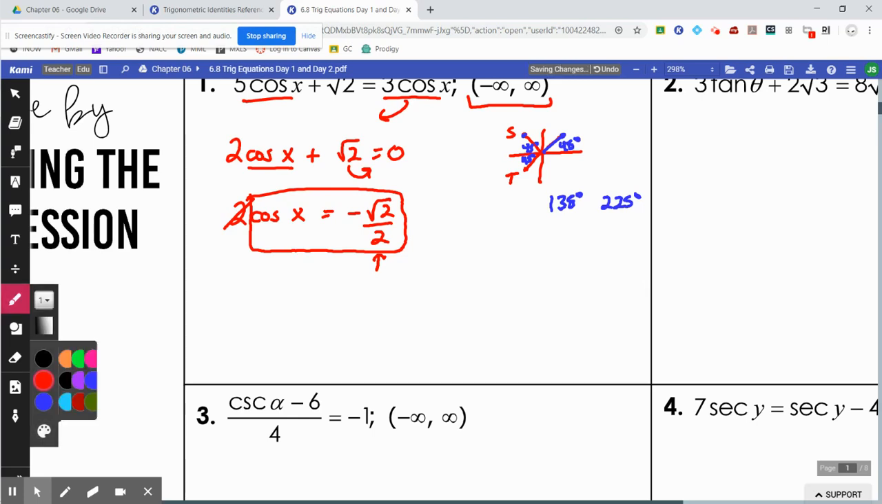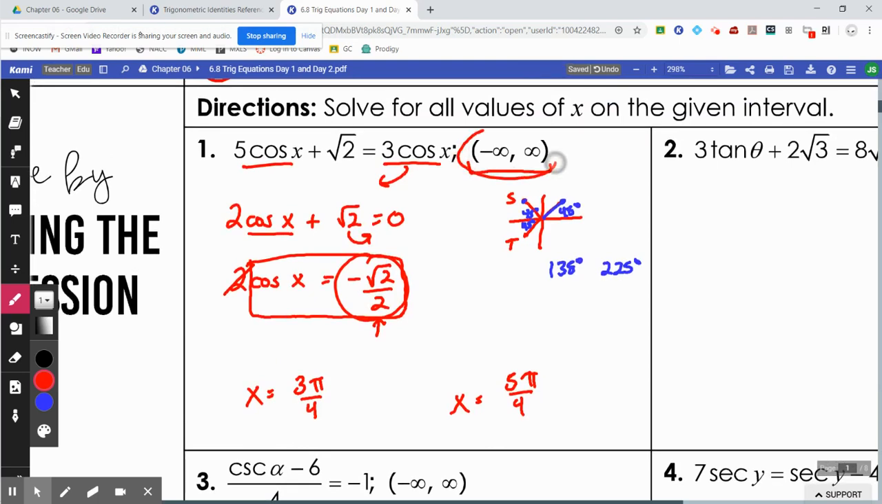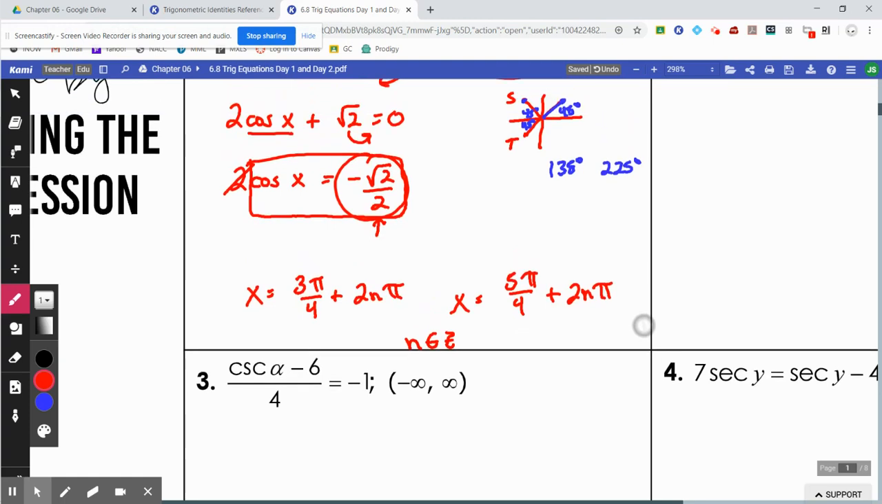Now in radian measures, those x values where we're equal to negative root 2 over 2, 135 would be 3 pi over 4, and 225 would be 5 pi over 4. However, we want all the solutions, from negative infinity to positive infinity. So we're going to tack on plus 2n pi and plus 2n pi, where n is an element of the integers. So these two answers plus any rotation or any repeated periods after those solutions.